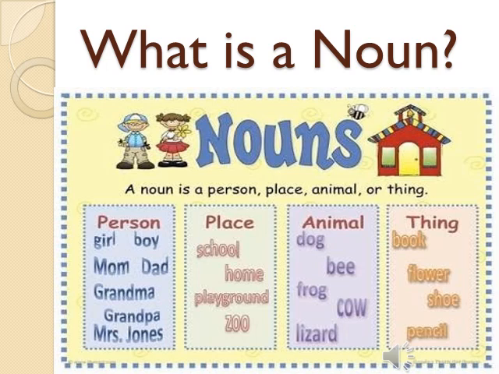Name of a person like a girl, boy, dad, Mrs. Jones, generally names of people. A name of a place like school, home, playground, zoo. A name of an animal like dog, bee, cow, lizard, frog. A name of a thing like book, flower, pencil, and shoe.